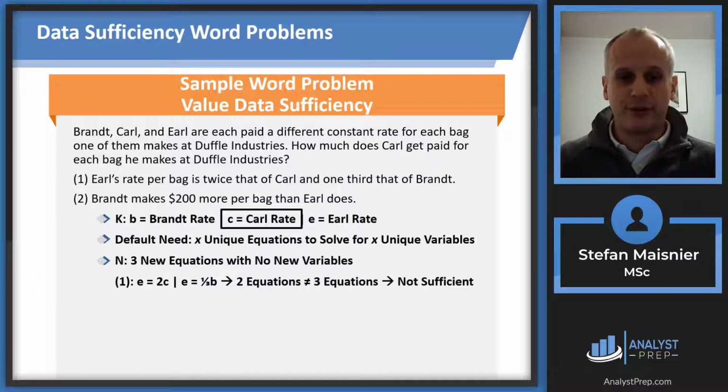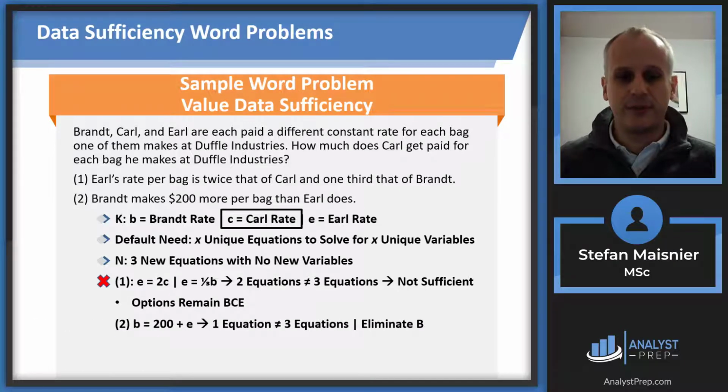Statement 1: Earl's rate per bag is twice that of Carl. We can articulate that as E equals 2C. And Earl's rate is 1/3 of Brant's, so E equals 1/3 B. We have 2 equations, not 3 equations, so therefore it's not sufficient. And we don't have to manipulate the algebra any further. We know that the options remaining are going to be B, C, or E.